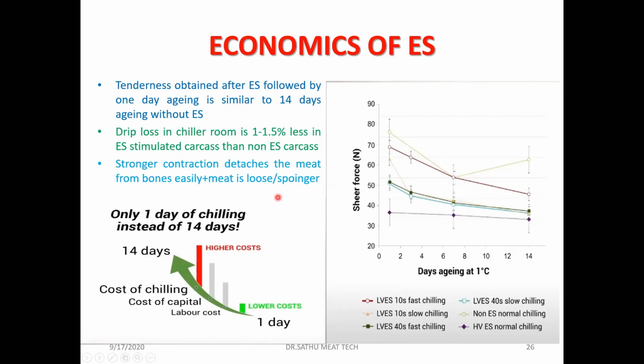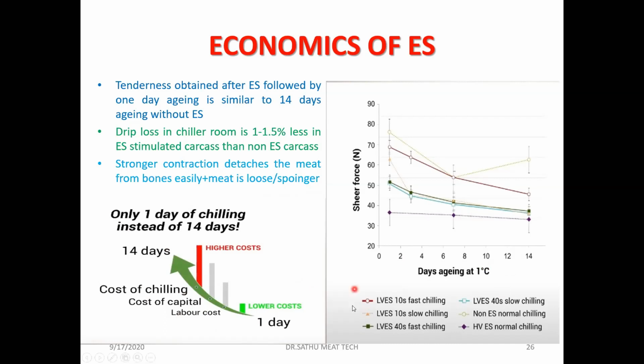I told you, when you give high voltage electrical stimulation, the internal structures of the muscle, at the molecular level, there is also breakdown of the structure. So it will make the meat spongier. We can see here, within 1 or 2 days, we can achieve the tenderness similar to that we achieve in 14 days. The cost of chilling is reduced. The cost of capital, the labor cost, everything can be reduced. So the use of electrical stimulation is a boon for the meat industry.